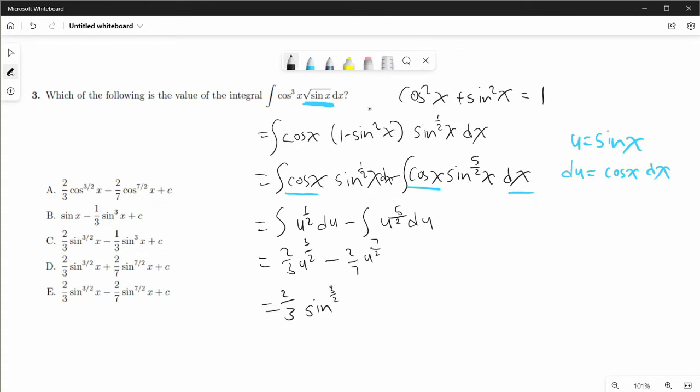Sine to the 3 over 2 of x, minus 2/7 sine to the 7/2 of x. Remember plus c, of course. And that'll be answer E. Remember the minus sign, pretty important.